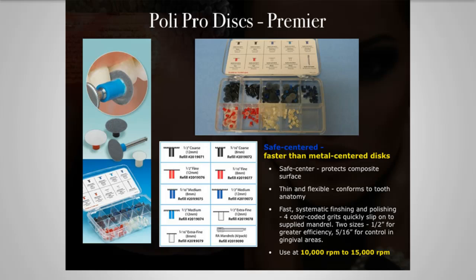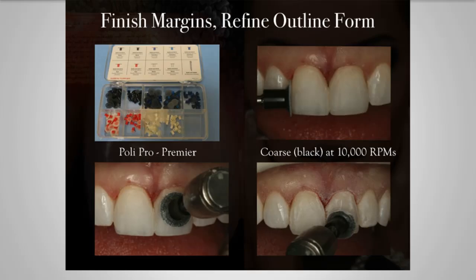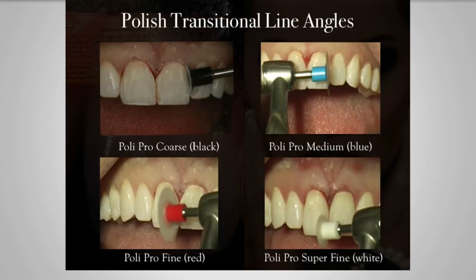But as you can see, pictures are worth 1,000 words. You can easily see that you're able to approximate and define your anatomy. And as you can see here, I'm polishing the actual transitional line angles. The black is going to be the most aggressive, and you can see I'm beginning to move that outline form, but move the reflective angles. You can use push and pull motions on the ones that have dual backings, and you can begin moving your transitional line angle to where you want to be. But you typically are going to have to go through all of the grits.